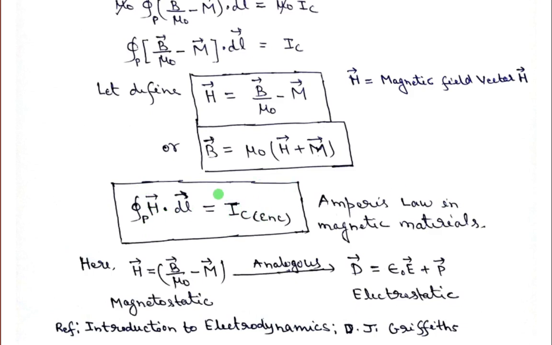This is the integral form. As I discussed above, this H vector is quite similar to the displacement vector in electrostatics, but here in magnetostatics you simply call this the magnetic field vector H, and B the magnetic field vector B, and M the magnetization vector M. So I hope this lecture is useful to you.